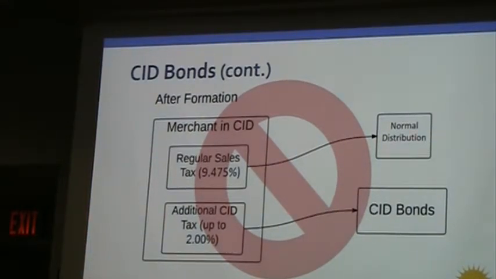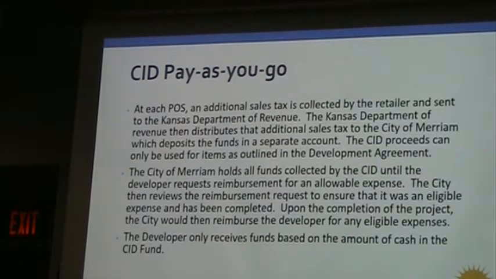The big red circle with the cross in it is to make sure that everyone understands that would not be staff's recommendation if we were even asked for such a proposal. We like pay-as-you-go. We like to know that it's done, and the money that we're giving is money that's available today. So that's going to be pay-as-you-go.